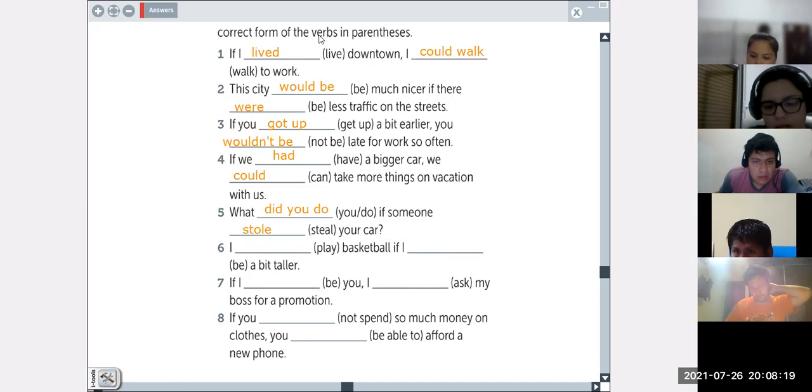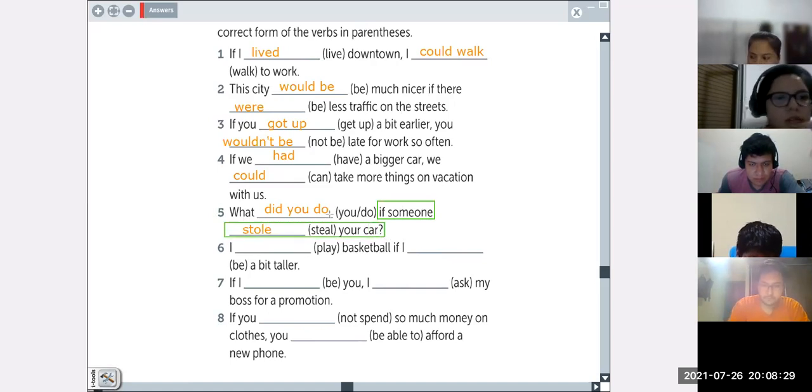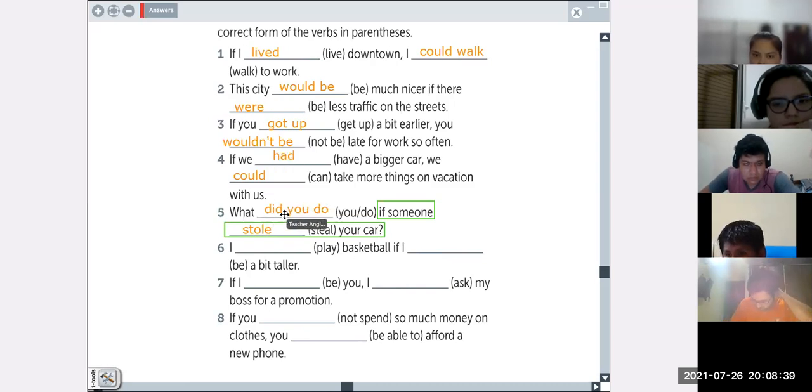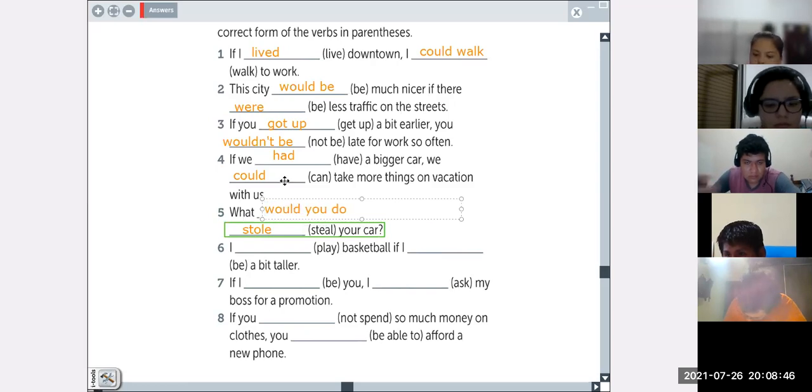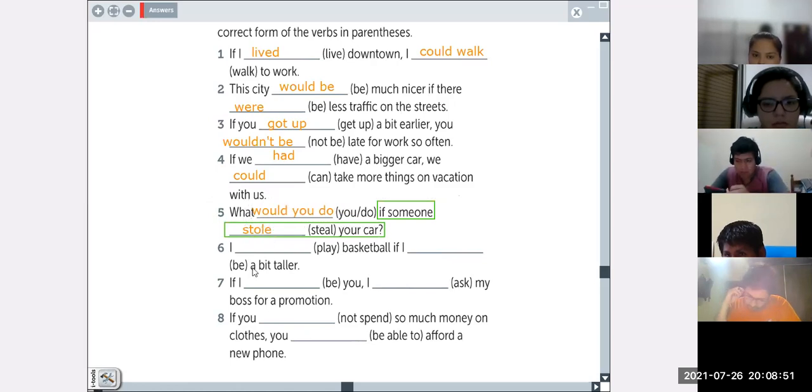Yes. Okay. Remember that in the if part, we use the simple past, ¿cierto? And in the other part of the sentence, in the other clause, we use modal verbs. So, no utilizamos did acá, ¿cierto? Utilizamos would. What would you do if someone stole your car? Right? Very good.